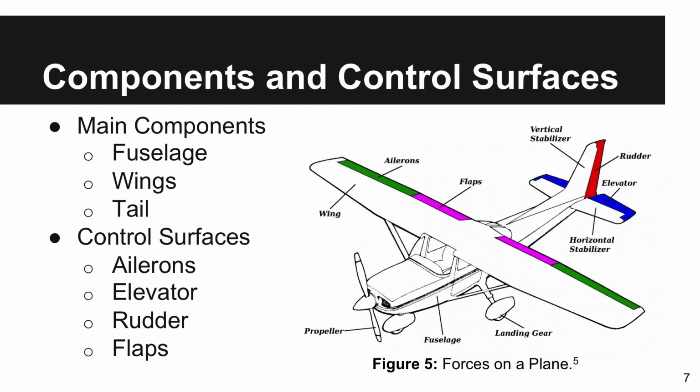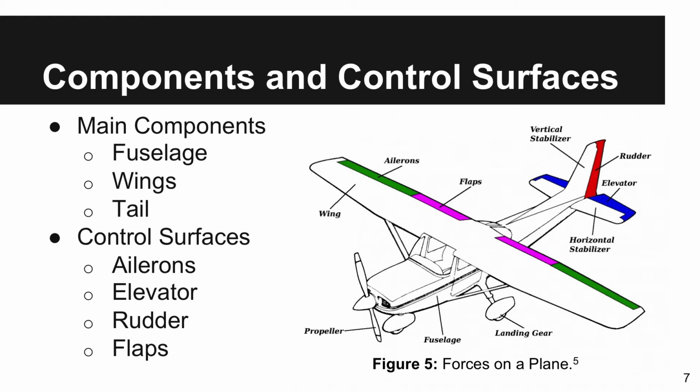In addition to this, every plane has 3 main parts. The fuselage or body connects all the parts of the plane together. The wings are mainly responsible for providing the lift on the plane, and the tail, which is made up of the horizontal and vertical stabilizers, provides a steady flight.